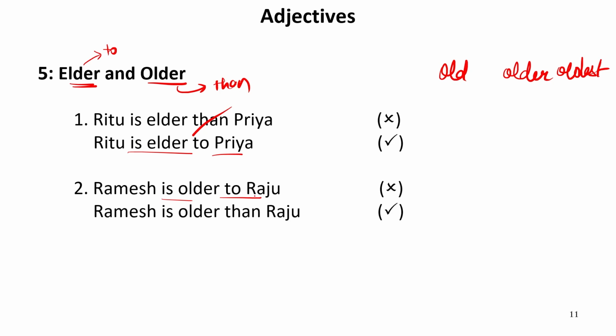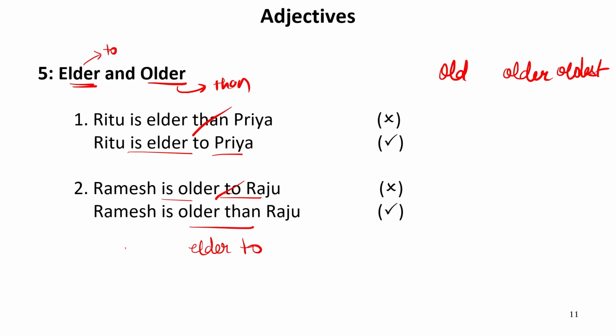Ramesh is older to Raju. Now, again, this older to. With older, we cannot use to. It should be older than Raju. Or you can also write Ramesh is elder to Raju. Older will be incorrect over here. So, elder to Raju, because in the case of a person, we use elder. Yes, we can of course use older as well, because in case of old age, we can use older as well.